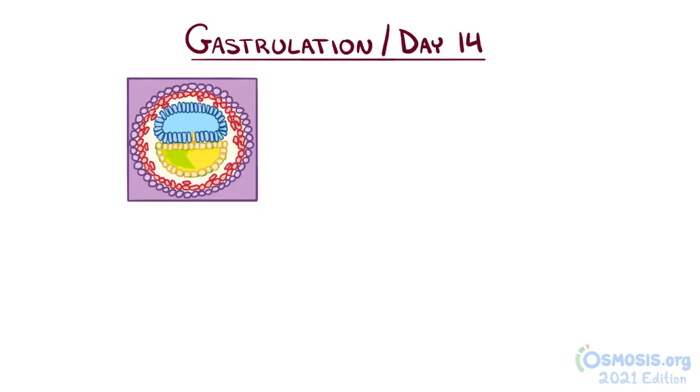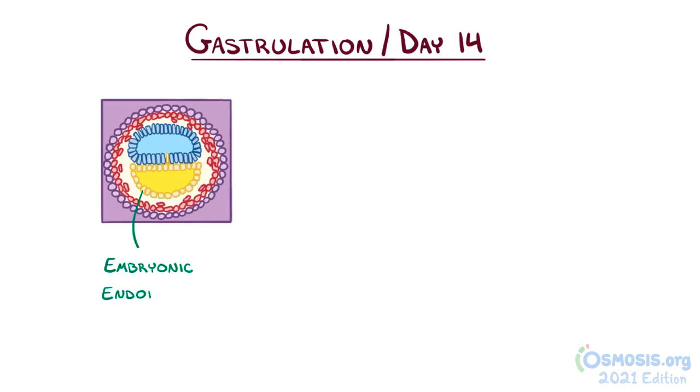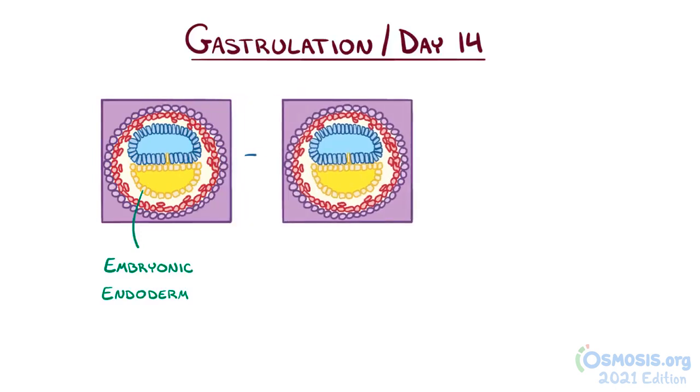Some epiblast cells dive deep and form the embryonic endoderm layer, and these freshly differentiated endoderm cells quickly replace the ventral hypoblast cell layer. Other epiblast cells take a more shallow dive and form the embryonic mesoderm layer, which meets up with the extra embryonic mesoderm layer that was created earlier from the epiblast.